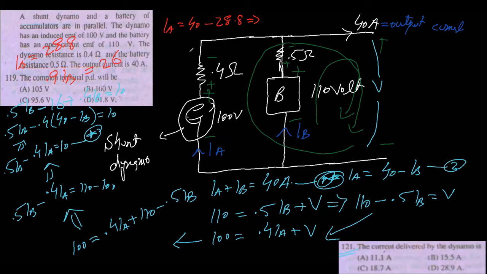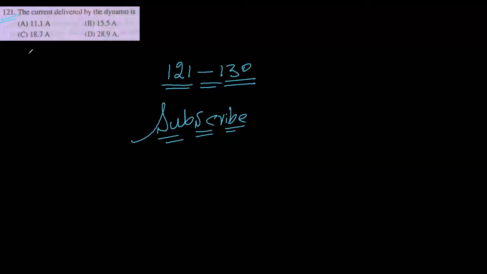So that's equal to 11.2. So 11.2, this is my IA. So the correct option is option A, 11.9 ampere.